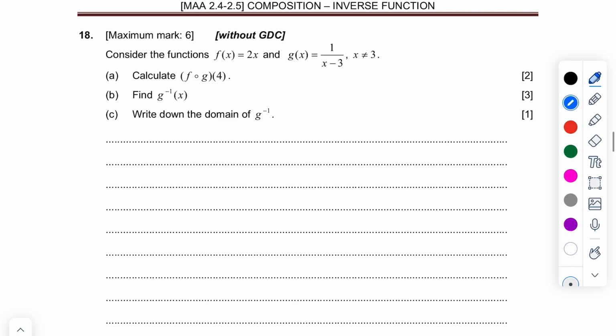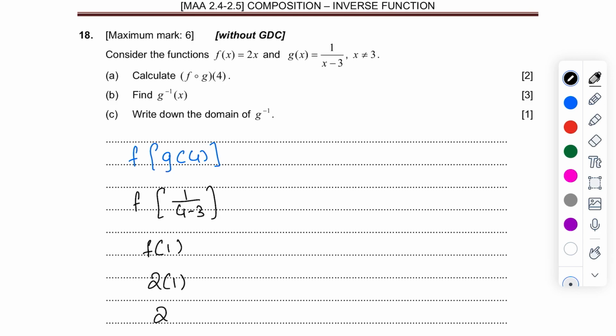Question number 18. f circle g of 4, so f of g of 4. g of 4 will become 1 upon 4 minus 3, which is f of 1. f of 1 will become 2 times 1, which is 2.